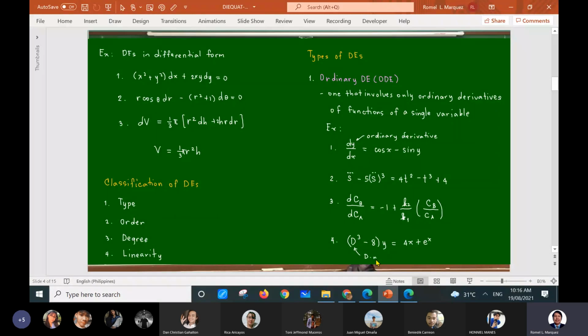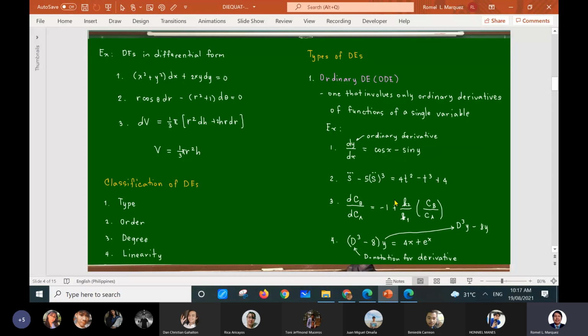This is the denotation for derivative, capital D. Remember, if I have D applied to y, or capital D applied to y, it means the derivative of y. That is actually the same as this notation: the third derivative of y minus 8y. That is what the left side means. Clear now, guys?